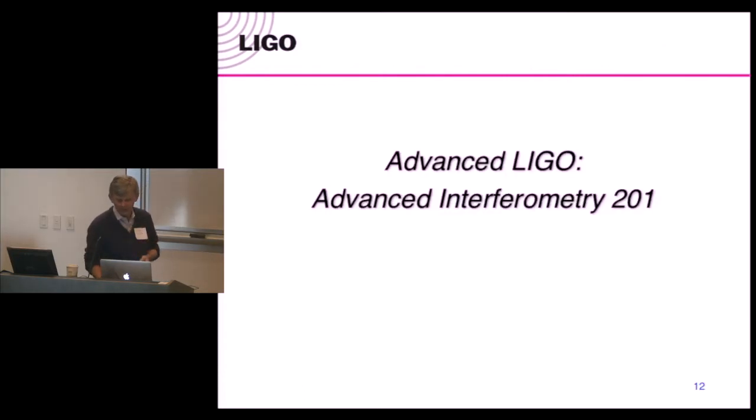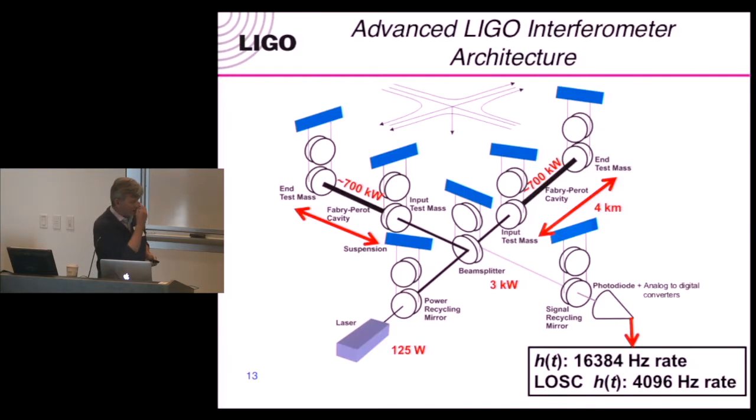Okay, advanced interferometry. All right, so here's what LIGO looks like in a more complicated sense. You'll recognize the basic elements of the interferometer, but now you see a lot more mirrors, and you see mirrors hanging on mirrors and mirrors hanging on blue things. So a little bit of a walk through this. Here's our laser. It doesn't quite work at 125 watts yet, but eventually it will.